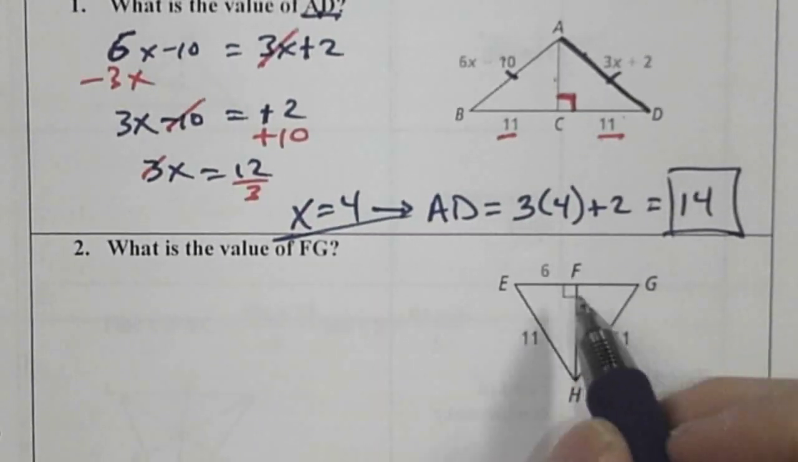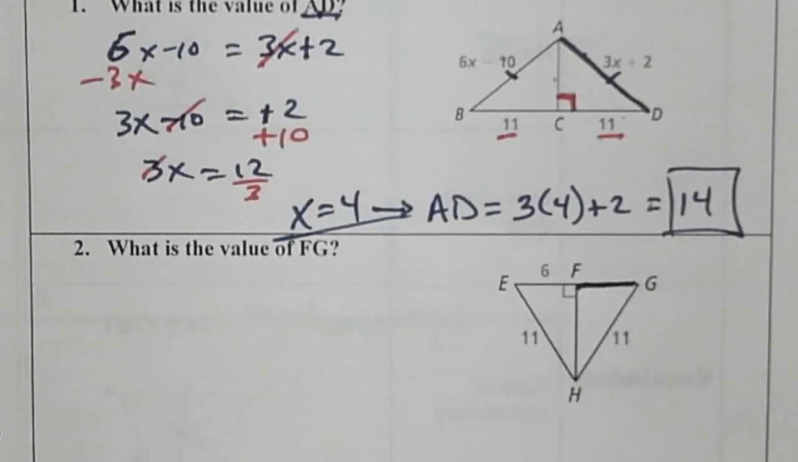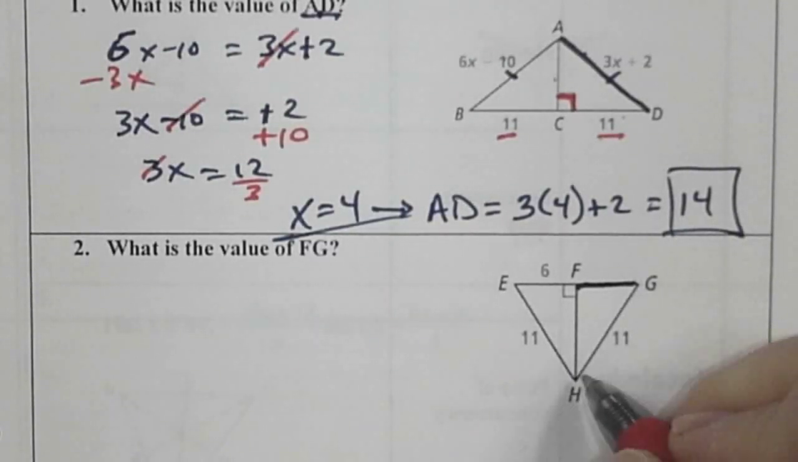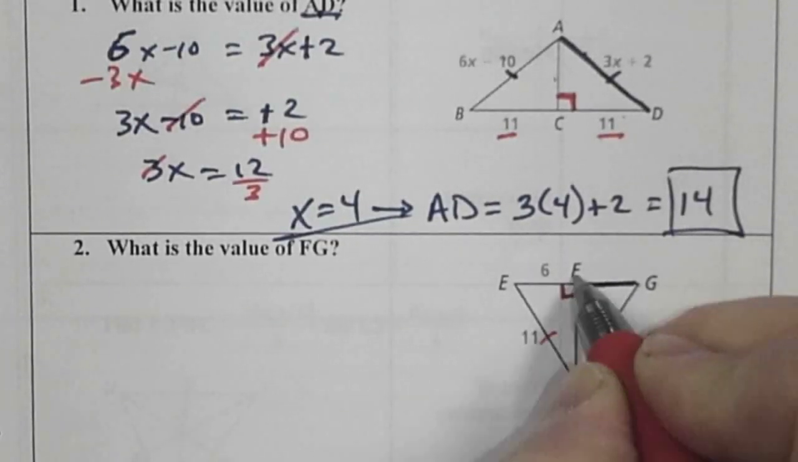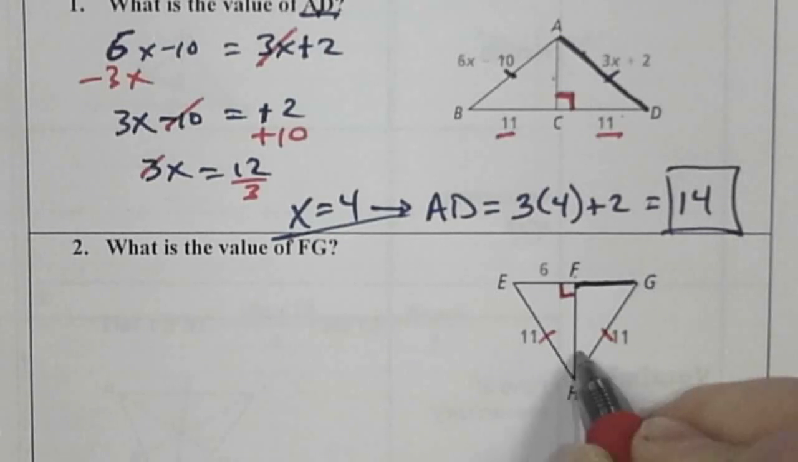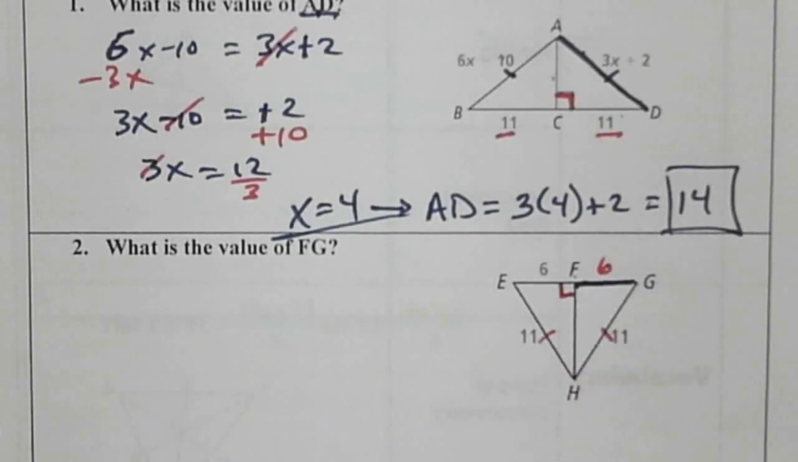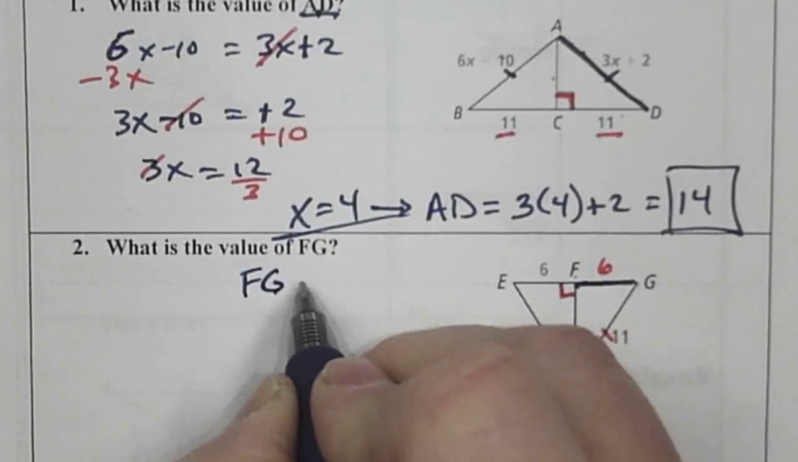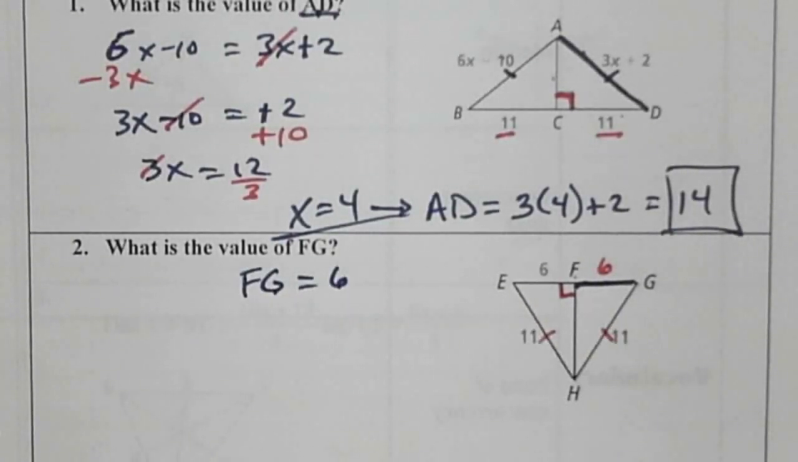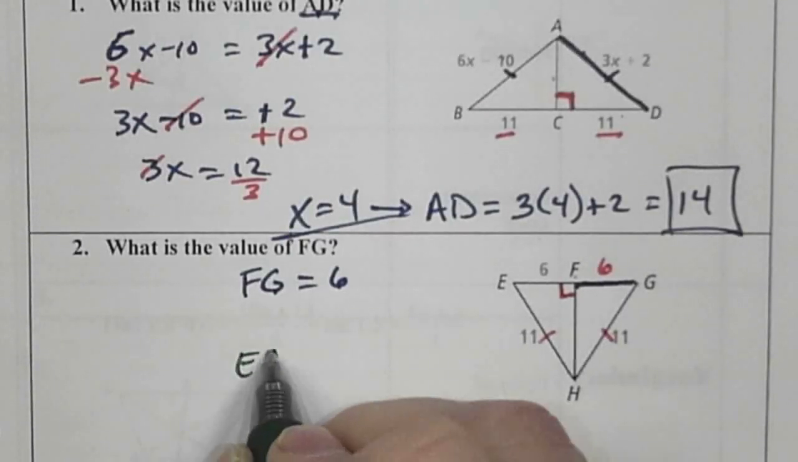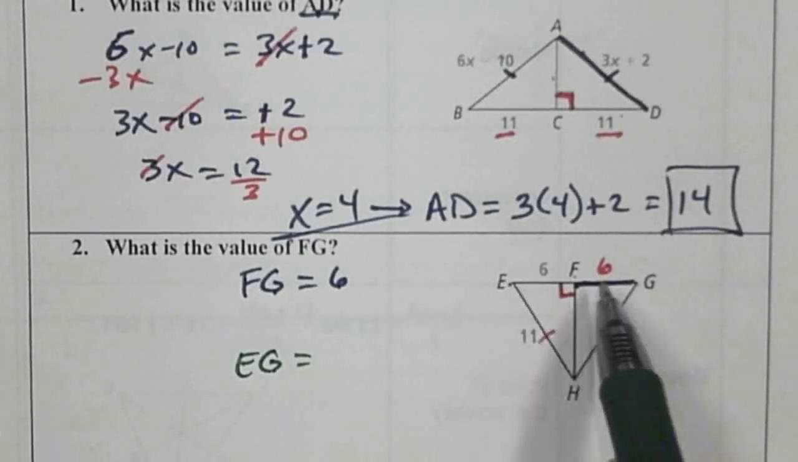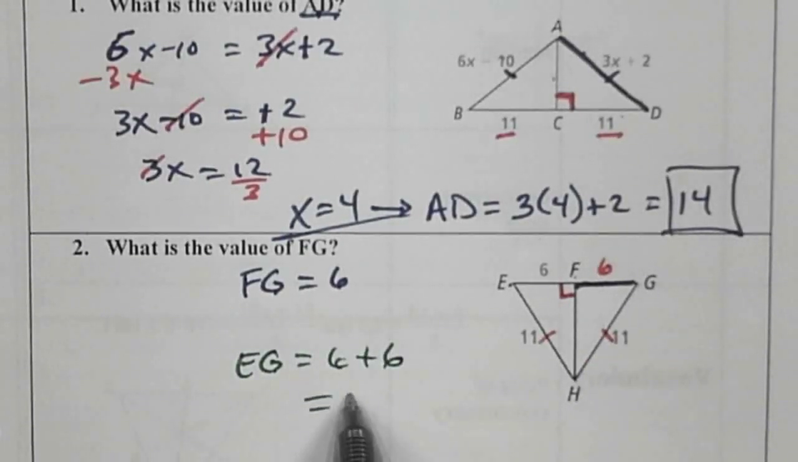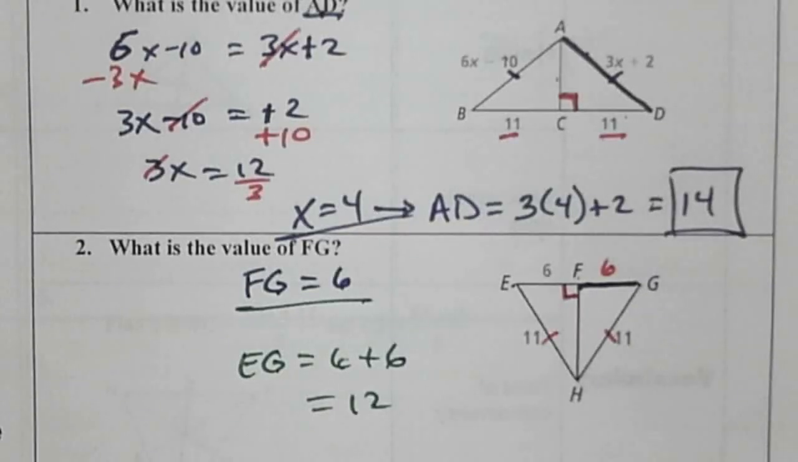What's the value of FG? So FG is right here. Okay, what do I see? I see I got these two sides are equal, and I'm perpendicular to the other side. So if these two sides are equal and I'm perpendicular, then that means that has to be 6. I have to split it in half. So FG is 6. By the way, what if I said EG? Well, EG is from one end to the other, so that would be 6 plus 6, or yeah, 12. Okay, but we wanted FG.